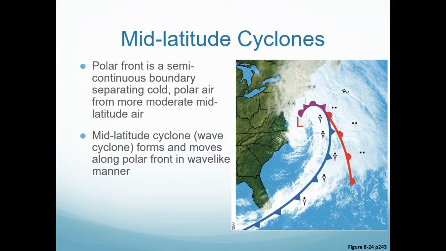Now, the mid-latitude cyclone starts off as something called a polar front, which is a semi-continuous boundary, the front separating cold polar air from the more moderate mid-latitude air. And then you get distortions in that polar front, creating a wave form, or what we call a wave cyclone, and then it develops into what we call the mid-latitude cyclone. And that mid-latitude cyclone will move along the polar front just like a wave would move across the water.